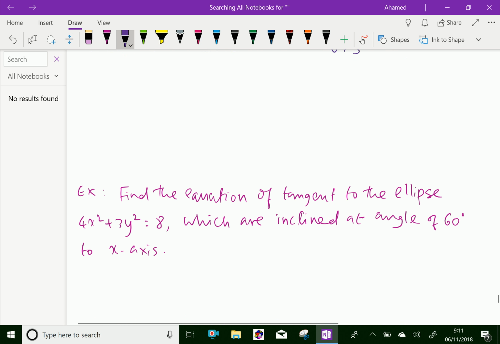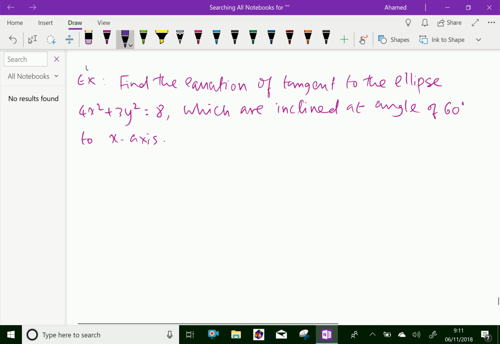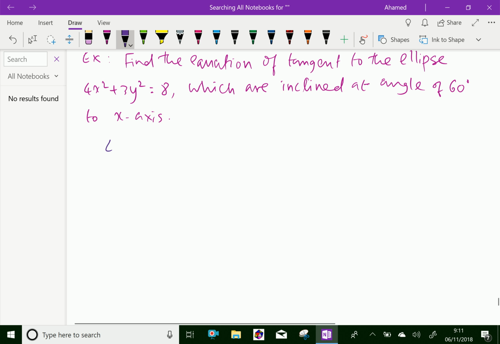Now let us do one more problem. Find the equation of tangents to the ellipse 4x squared plus 3y squared equals 8, which are inclined at an angle of 60 degrees to the x-axis. Here the equation of the ellipse is 4x squared plus 3y squared equals 8.